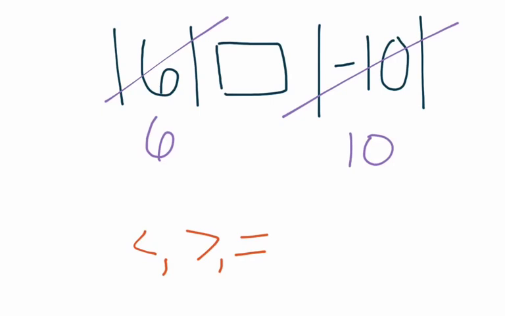So when we go to put our symbol in, we know that 6 is less than 10, so we can put it into the original statement and say that the absolute value of 6 is less than the absolute value of -10. And that's all there is to these problems. You just have to solve the absolute values, and then you put that symbol in there.